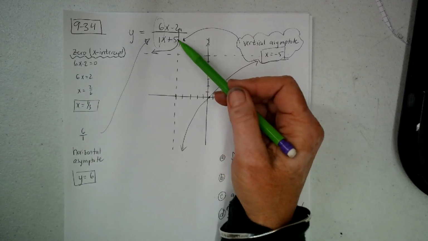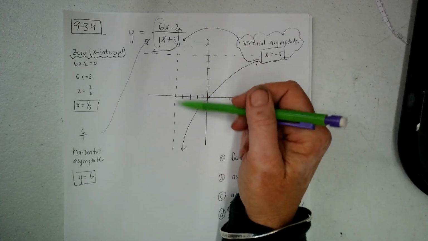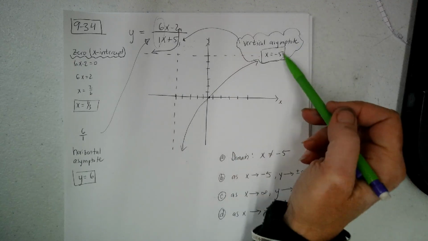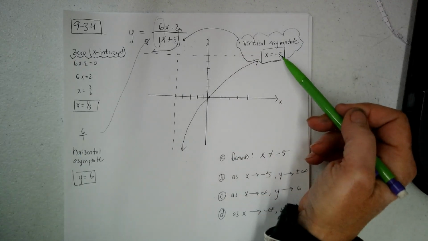But the first thing I did is I looked at x plus 5. I get a zero denominator when x is negative 5, so I knew I had a vertical asymptote at x equals negative 5.